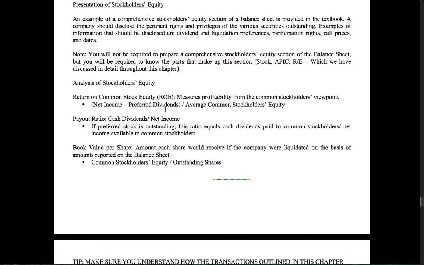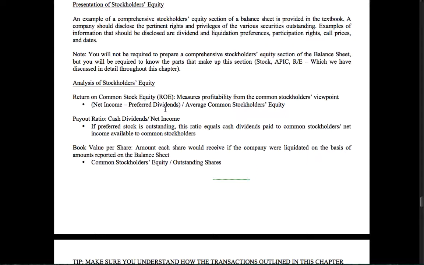And we are almost finished with today's lecture. I want to briefly discuss 3 ratios for analysis of stockholders' equity. If I ask you a question on the exam related to these 3 items, I will provide you with the formulas. If I do not provide them already on the exam, I will provide them the day of the test.